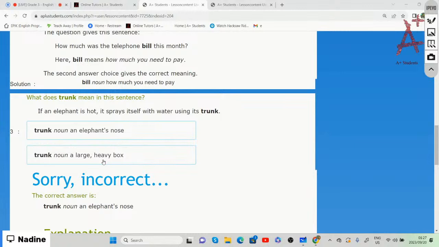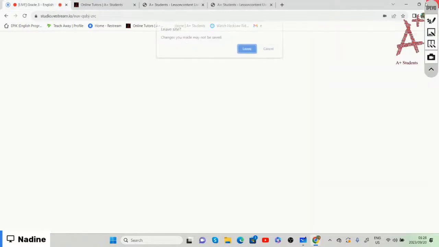All right, so in this case, we were talking about an elephant, right? And if an elephant is hot, it sprays itself with water using its trunk, right? Which means that we are going to say it's option one.